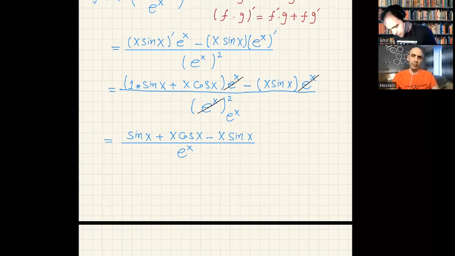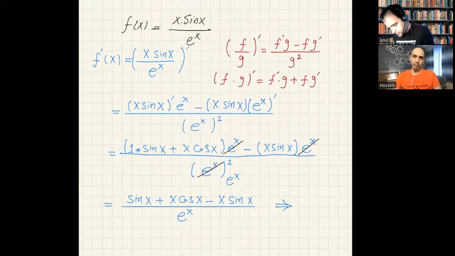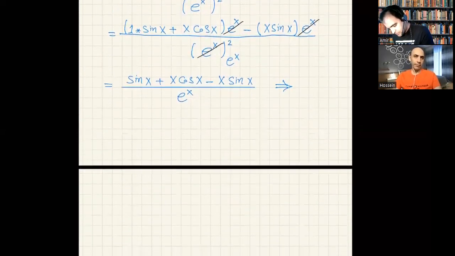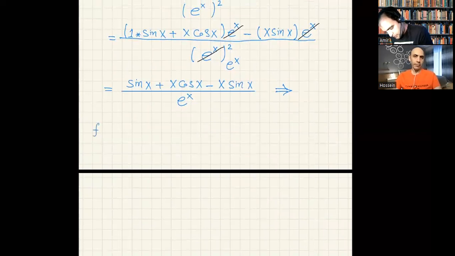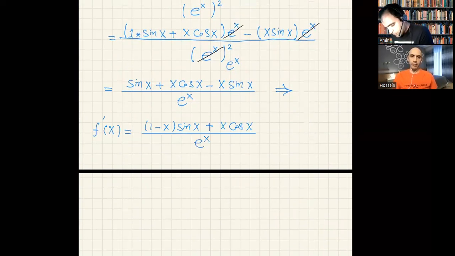Yeah, and then we can simplify further. So we can say this function f prime of x is equal to 1 minus x sine of x, considering these two terms together, plus x cosine of x, divided by e to the x. So this is the solution of the problem.